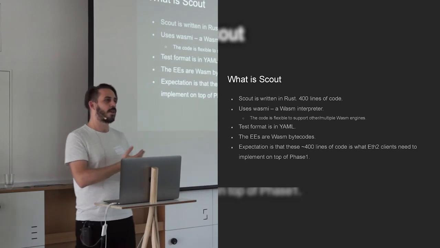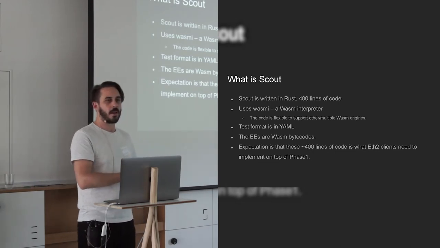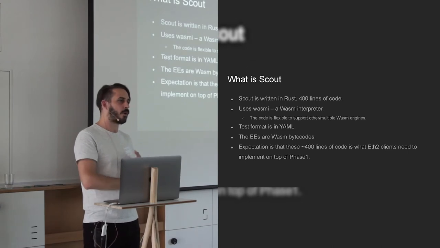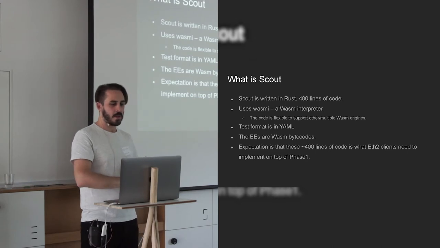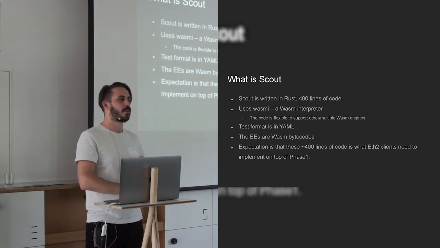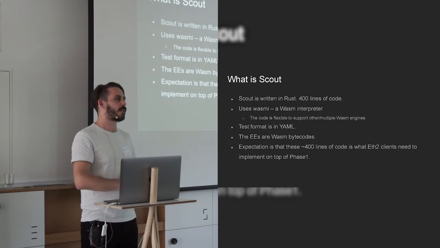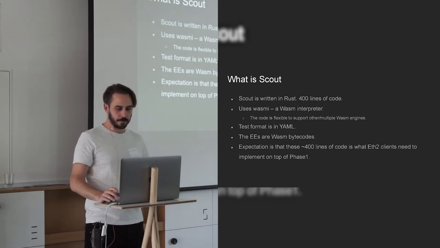Right now, we're implementing phase zero, which is the beacon chain. And they're going to implement phase one, which is the shards with these data blobs. And then they need to take this 400 lines of code to execute those data blobs. That's all they need to do.